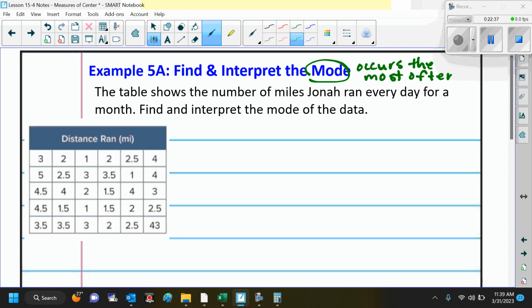Number or numbers. So you can look at this data here. This table shows the number of miles Jonah ran every day for a month. Find and interpret the mode of the data. So you can look at the data like this and then just try to count how many times each of these numbers happens.